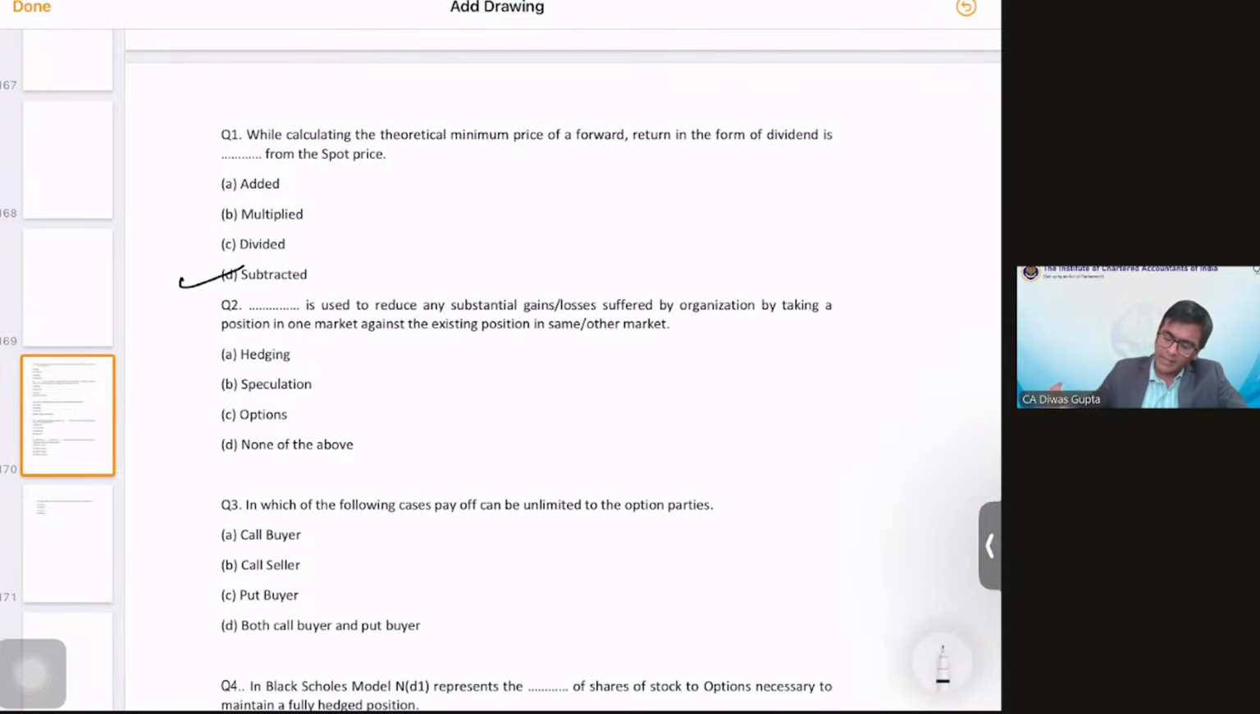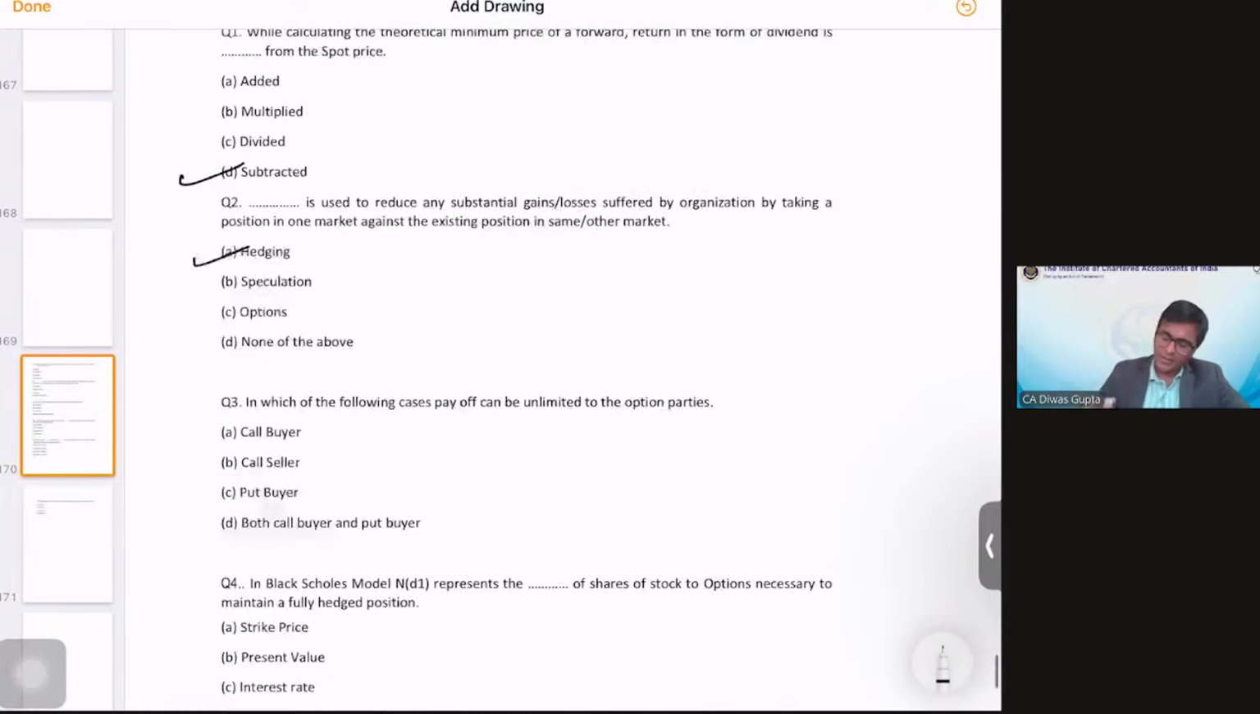Second question: dash is used to reduce any substantial gains or losses suffered by an organization by taking a position in one market against the existing position in the same or other market. Hedging. Yes, it's hedging. Chitra, your answer is correct. So in hedging, we already have one position. Using the second position, we try to offset the risk.